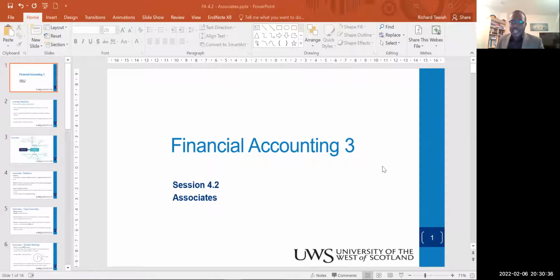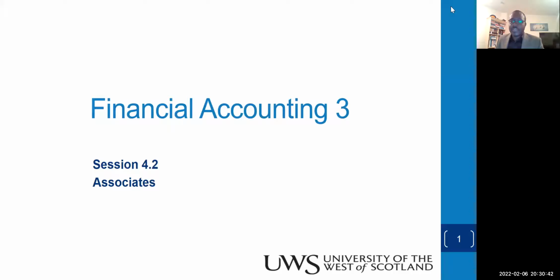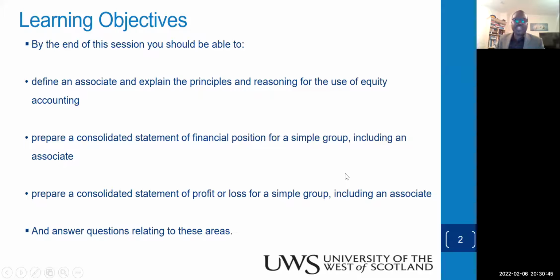So associates under IAS 28. What do we do? By the end of this, we want to simply define what or who an associate is and explain the principles and mechanics of how to use equity accounting to present, recognize, measure, and disclose this on the face of the financial statement. And then also prepare a consolidated statement of financial position for a simple group, and include the associate element. We also want to prepare a consolidated statement of profit or loss for a simple group, and then look at how we can include an associate.